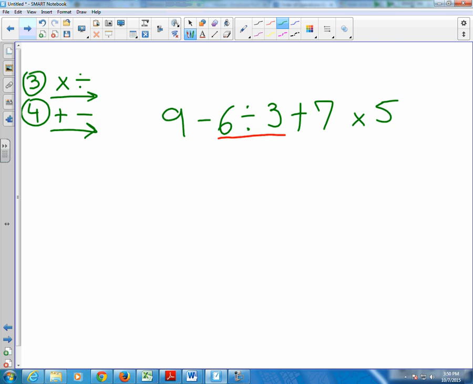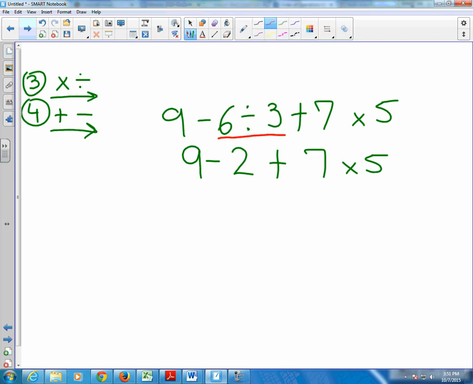So again, make sure you write all the numbers that are not underlined exactly in the same position. If you happen to write everything and then you write minus 9, you're not going to get the same answer. That 9 minus, and then the rest. So let's solve. 6 divided by 3 is 2. I'm going to write it on the line just below, and then all the other numbers go exactly in the same position. Now I have my new line, 9 minus 2 plus 7 times 5.